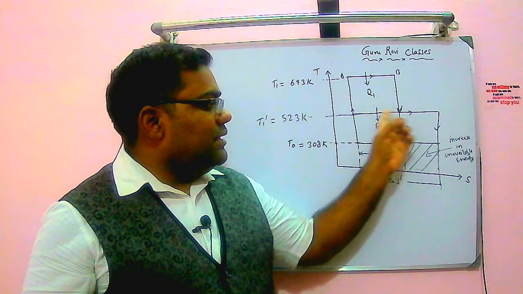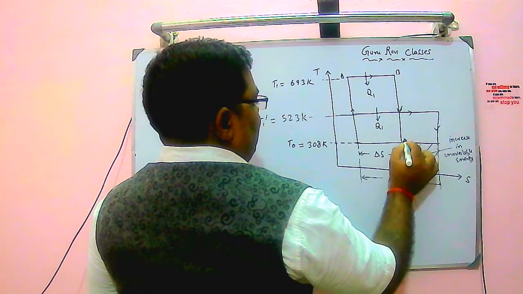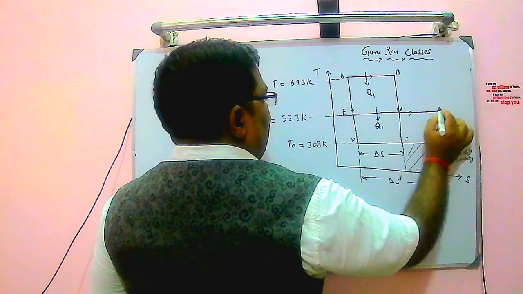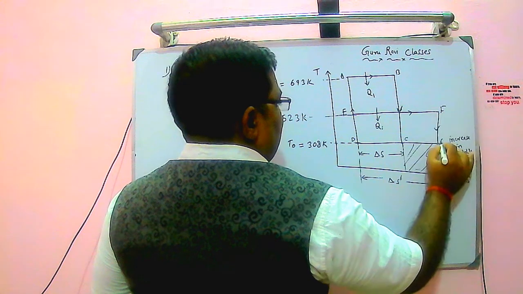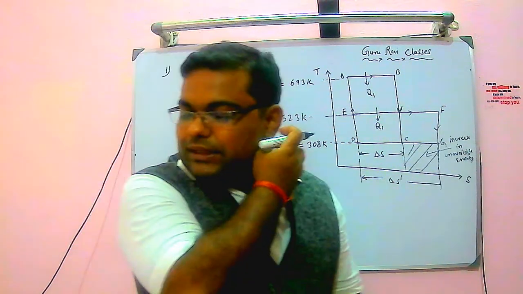So that power cycle is here. If I write A, B, and this is C, this is D, and if I say this is E and this is F and this is G, then this is a different cycle. All right, so like that you can draw.